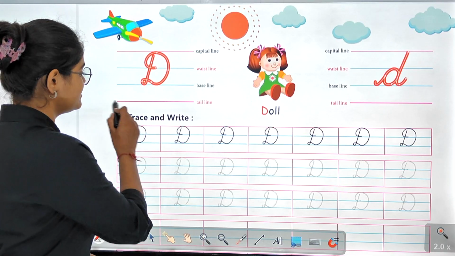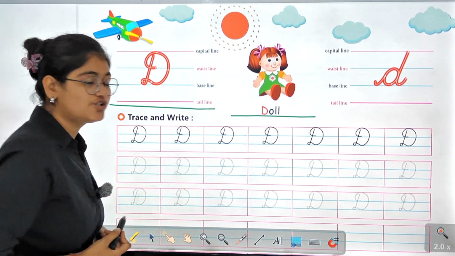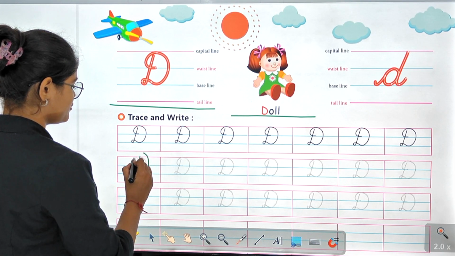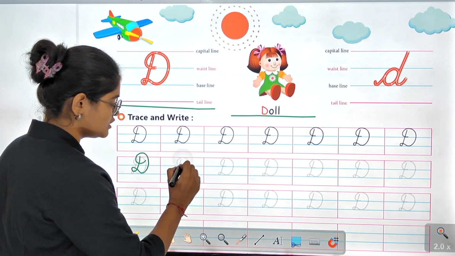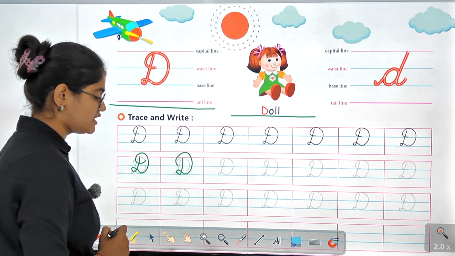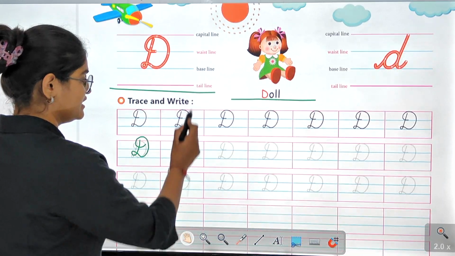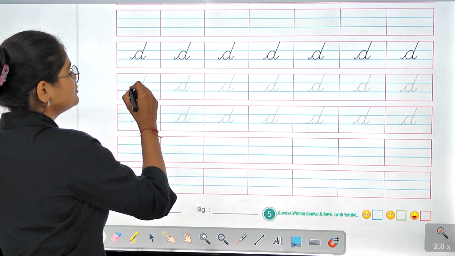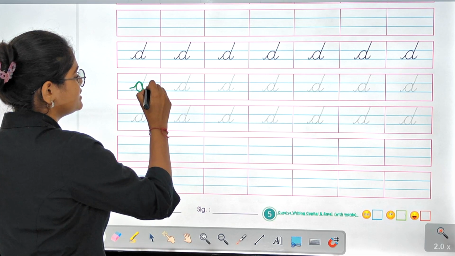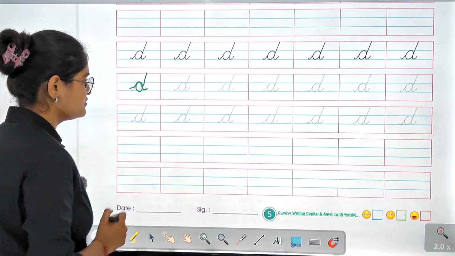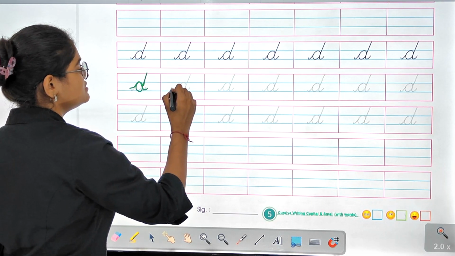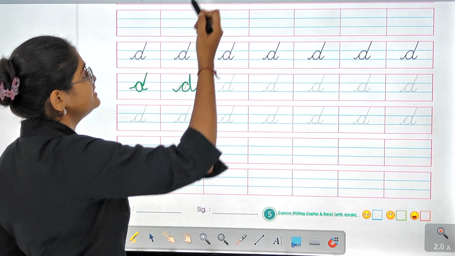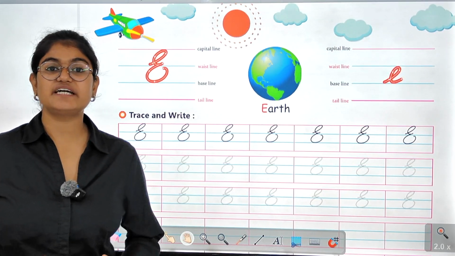So, the next alphabet is D, and D stands for doll. So, let's see how to make a D. In the dotted structure format, simply we are going to follow the dotted structure and we will learn to make the various alphabets. Now let's look at the small cursive letters. First of all, we are going to make a curve and then a line from here, which makes d. Right? Moving ahead.